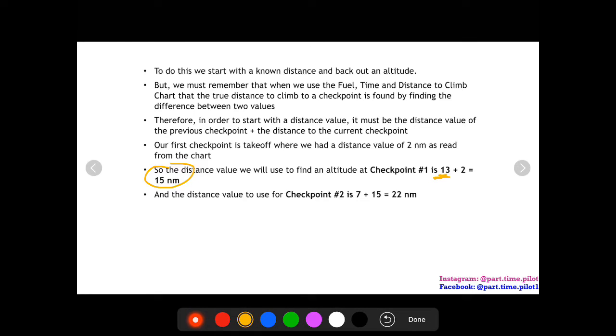Then for checkpoint 2, the previous distance value is 15 plus the distance to that checkpoint, which is 7. So we use 22 as our distance value to back it out. And if you don't understand, just wait, I'm going to go over it on the chart.